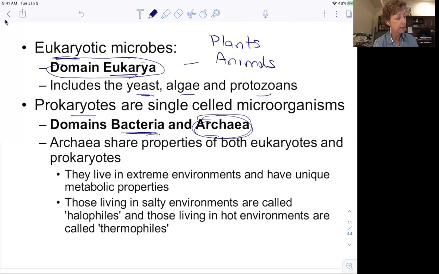So a lot of archaea live in very extreme environments, like very hot. They live in the hot springs of Yellowstone. They live deep in the ocean. They live in very salty environments. So there's something called halophiles because they actually require salt to live. So the Great Salt Lake and so forth would be a good place. And then the ones that live in hot environments are called thermophiles or hyperthermophiles, depending.